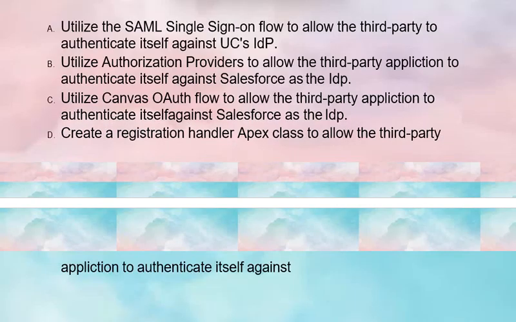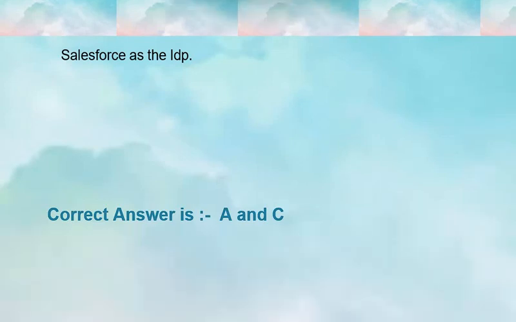Option D create a registration handler Apex class to allow the third party application to authenticate itself against Salesforce as the IDP. Correct answer is option A and option C.